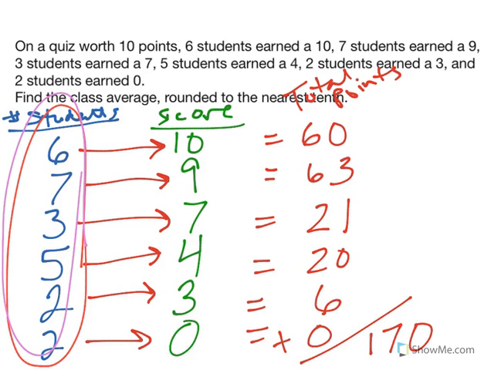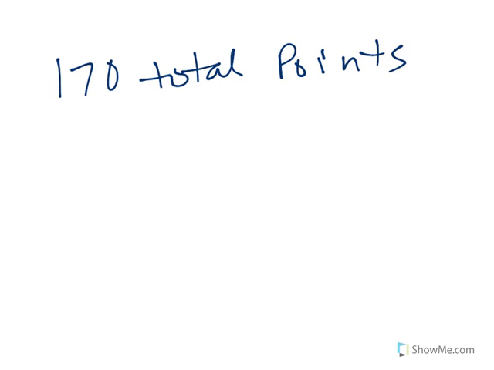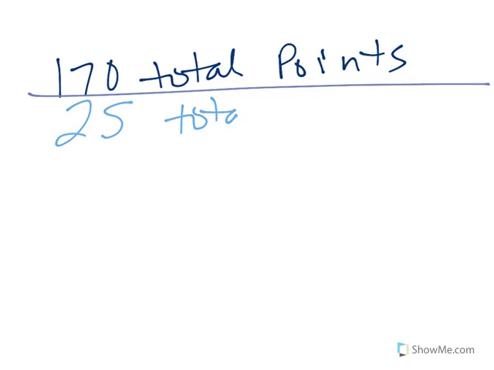So when I look at my students, I'm going to add all of these up. How many total students do I have? Well, 6 plus 7 plus 3 plus 5 plus 2 plus 2 is 25. So I have 170 total points, and I'm going to divide that by 25 total students.